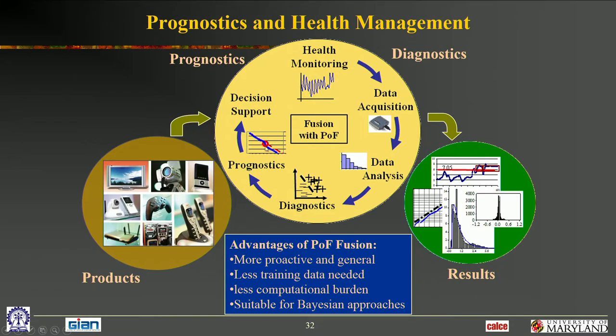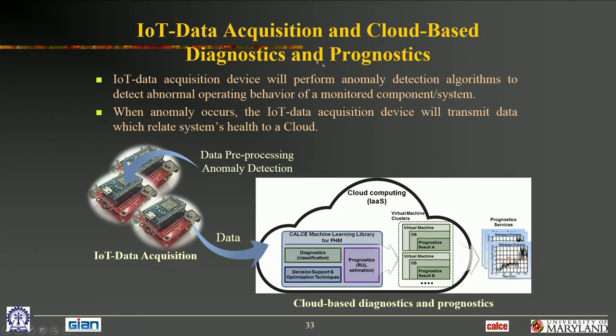So prognostics and health management, where can physics of failure help? The word fusion means we are fusing data analytic methods with physics of failure models. But I'll skip over these two slides for now. And increasingly, we are doing a lot of cloud-based data acquisition and data analytics in order to do this kind of real-time PHM. Basically using the cloud to monitor products that are out in the field.